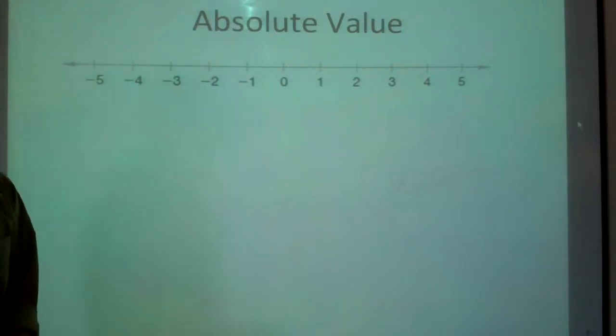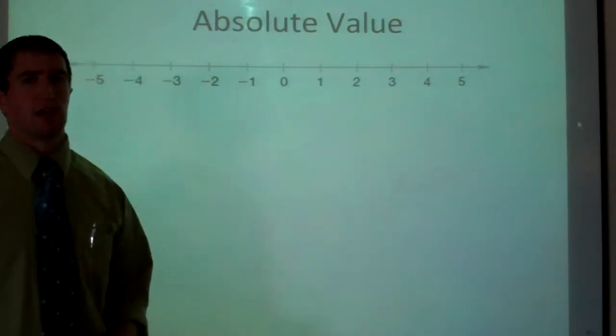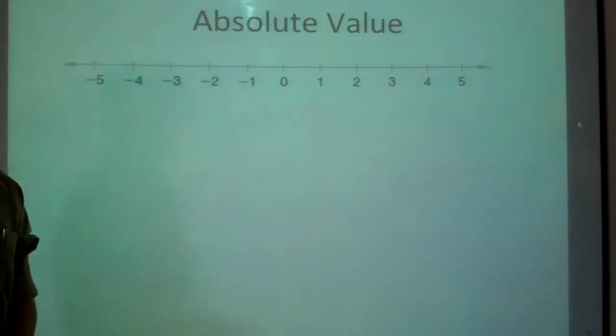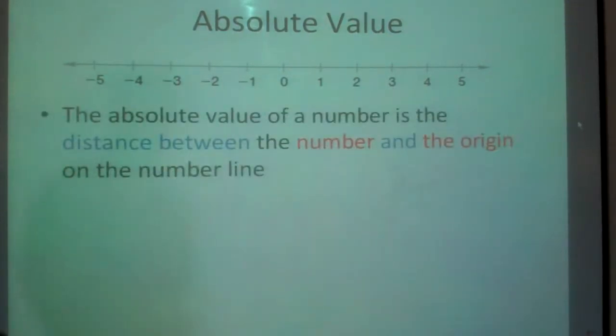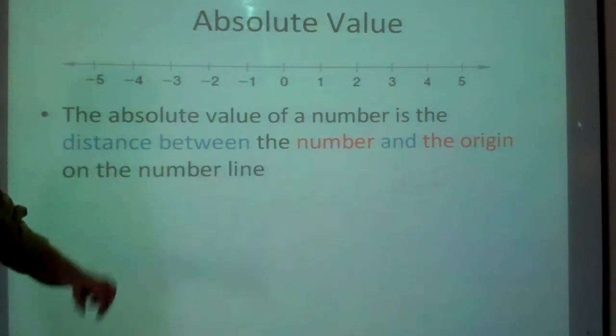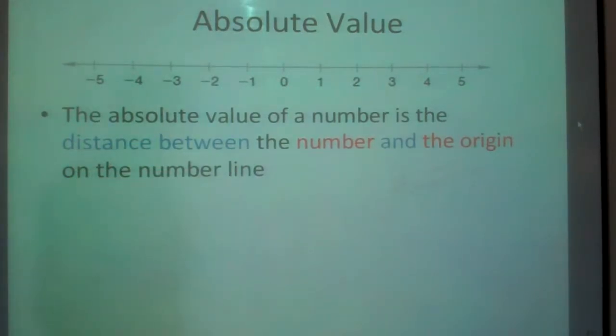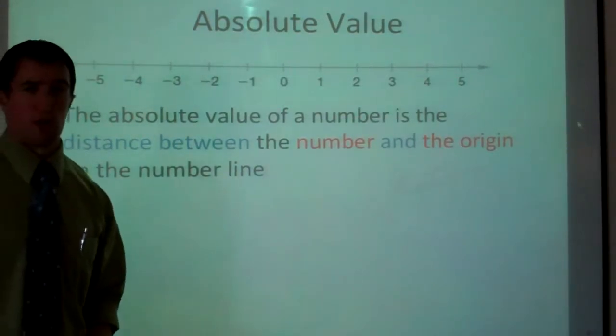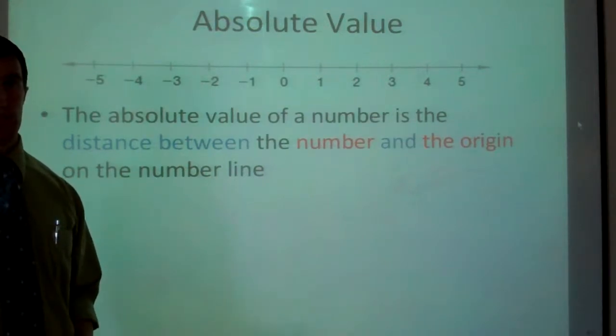Here's one thing that we needed to hit hard because last year it caused a bit of an issue, and it's called absolute value. Now, here's the definition of it. It says the absolute value of a number is the distance between the number and the origin on the number line. Now the big part to remember here is that the origin is 0.